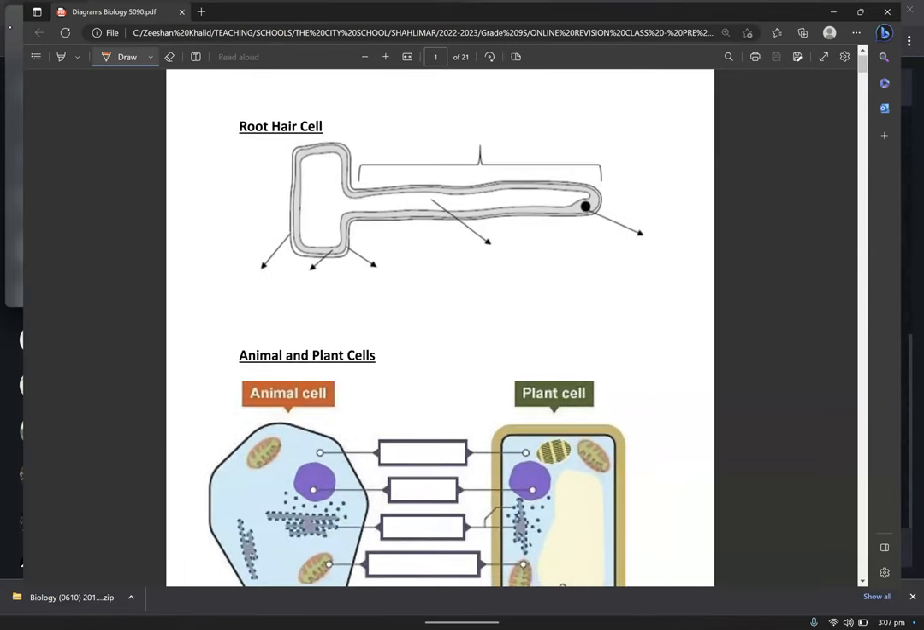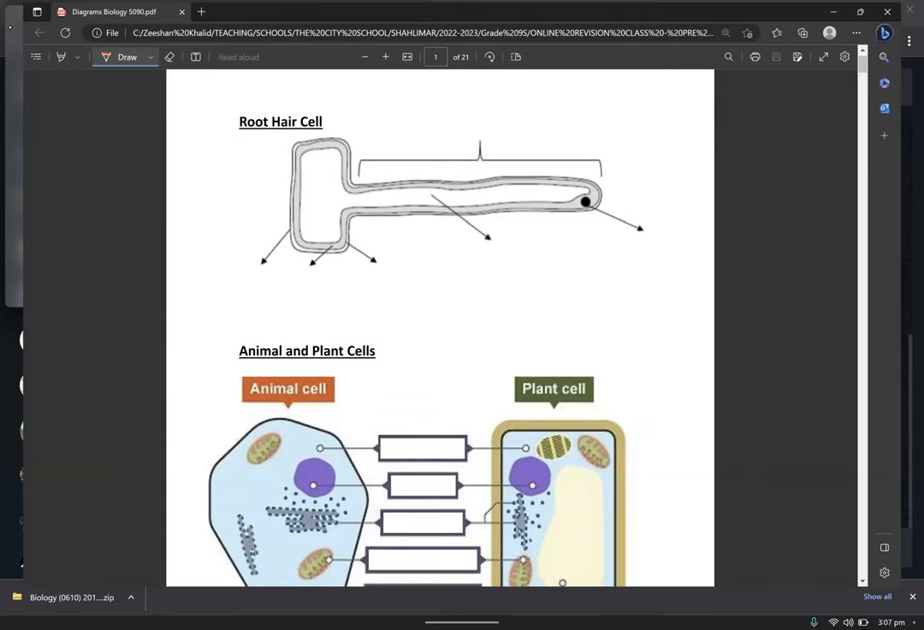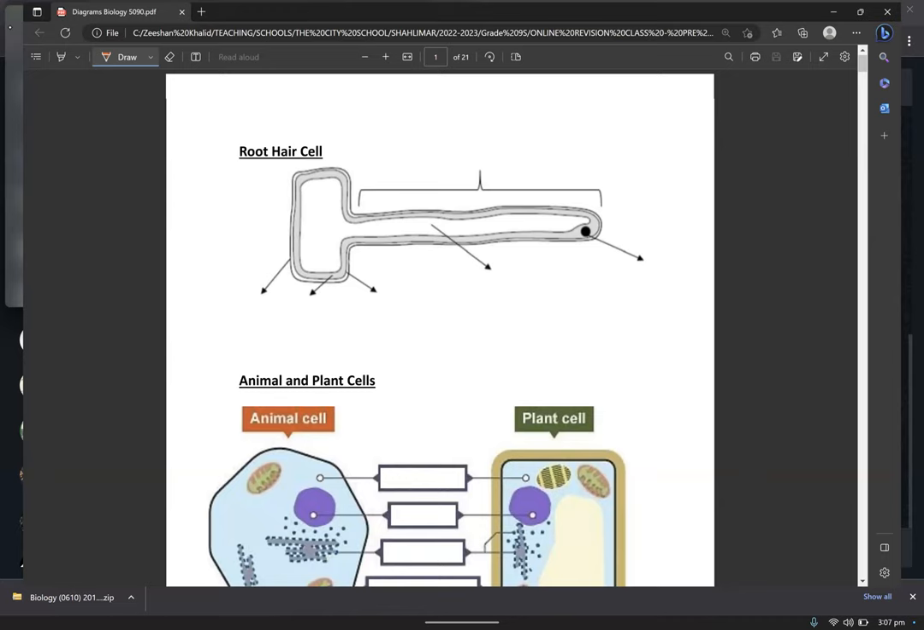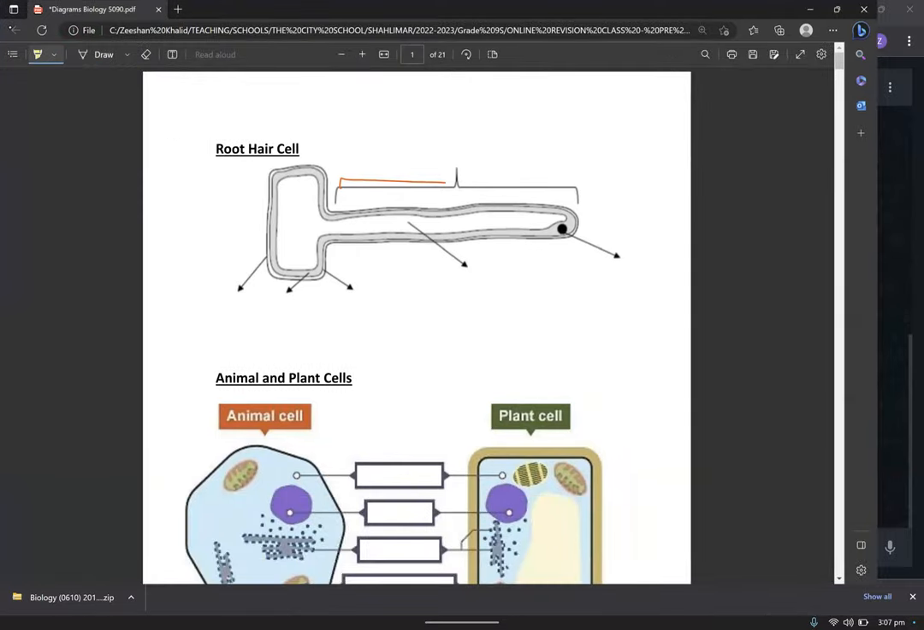The first diagram that you can see is of a root hair cell. The reason why we call it the root hair cell is because of this entire thing that has been labeled in the brackets. I'm talking about this entire thing, which is known as the root hair.